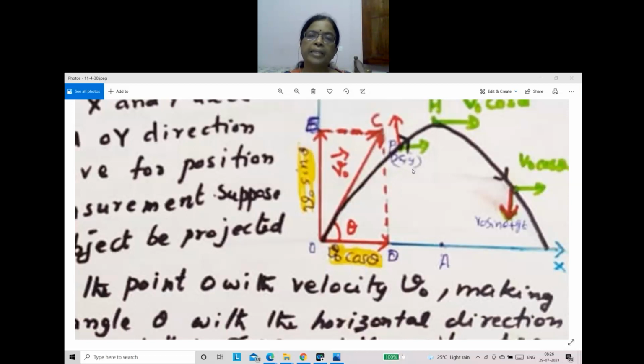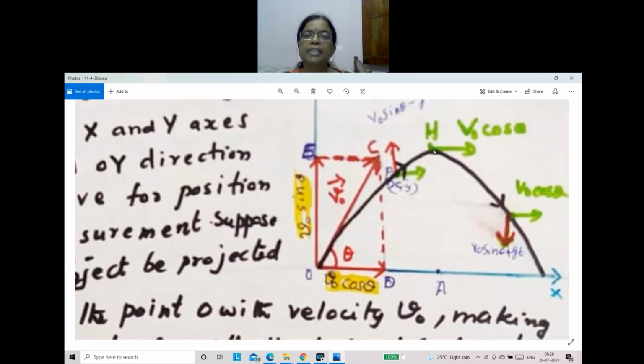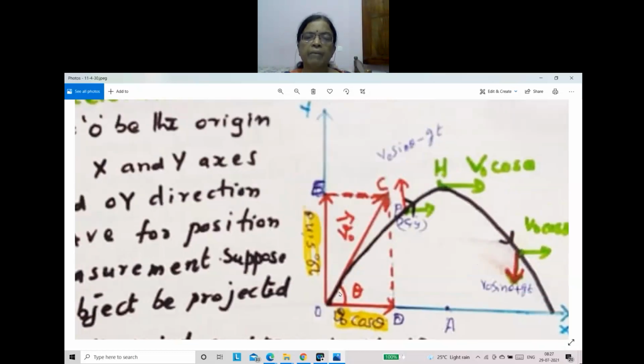Here also you draw a tangent in the direction of motion, which will represent the velocity there. It also will have two components, the x component and the y component. At the topmost point, velocity decreases. Which velocity is decreasing? Only the vertical component, v0 sin theta, decreases. Using v equal to u plus at, the final velocity when the body reaches here is v equal to v0 sin theta minus gt.